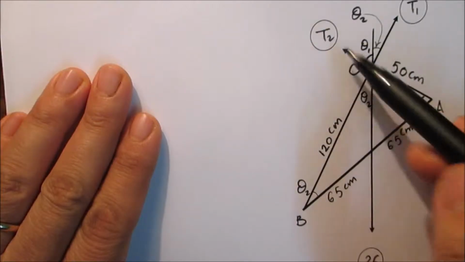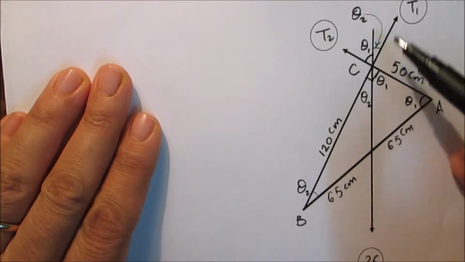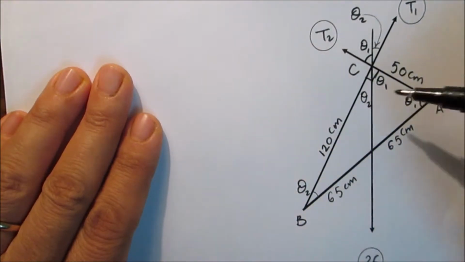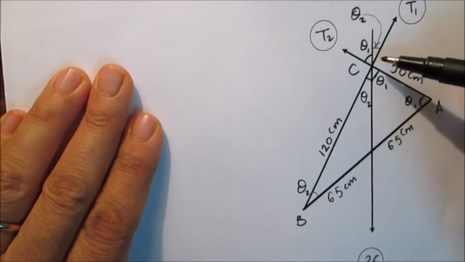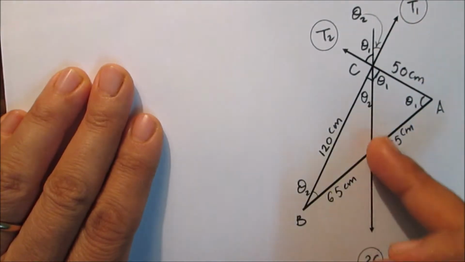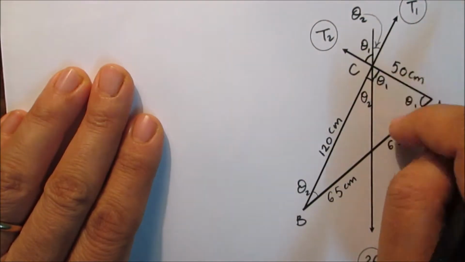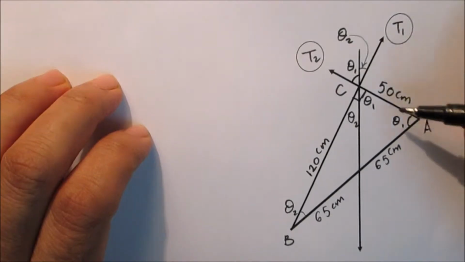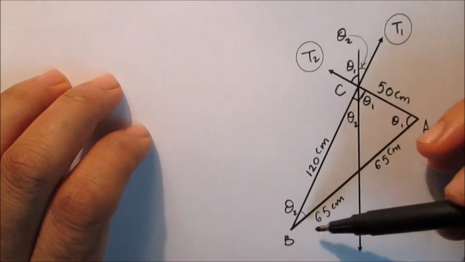The two lines of action of the tensions in the two strings are meeting at a point. So the line of action of the weight has to pass through the same point. So just extend the line of action of the force to meet the point of intersection of the two strings, C. We are given the side lengths of triangle ABC.